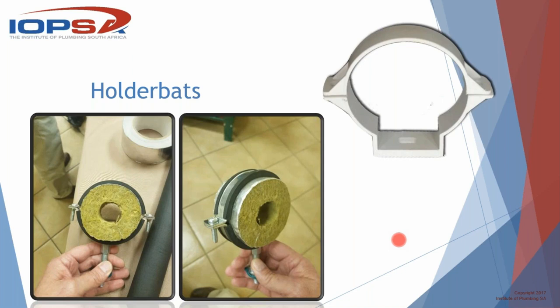Remember that new builds, new homes, need to be lagged. All the exposed hot water pipes need to be lagged in new homes. We're not talking about when you go and replace a geyser or install a solar system or a heat pump system. Now it's your responsibility to lag the entire house. No, you can note it as a thing, but it's not your baby then. But it is your baby when you are plumbing a new house. So you've got to lag all exposed hot water pipes.